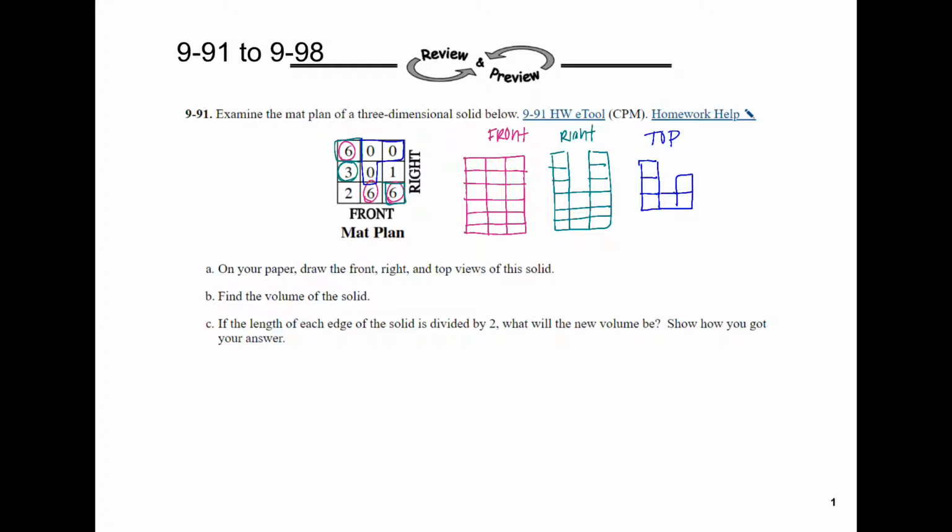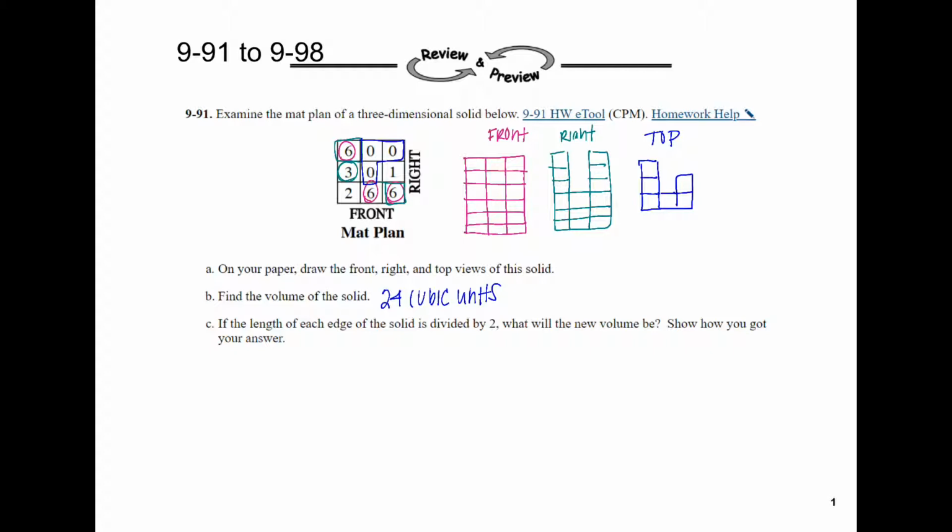Find the volume of the solid. So for the volume, I can look at my map plan and add up how many cubes I have. And I get 24 cubic units. If the length of each edge of the solid is divided by 2, what will the new volume be? Show how you got your answer.